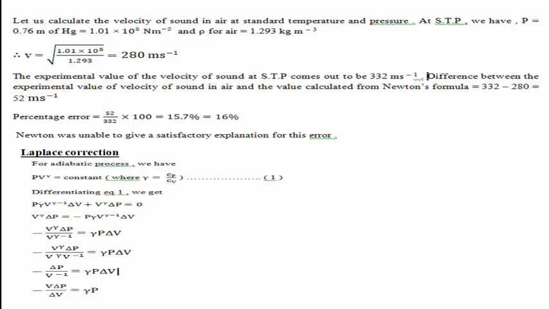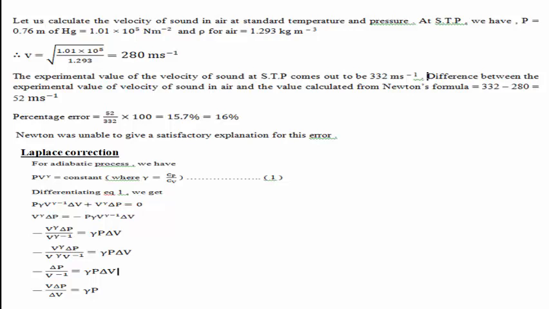In 1816, Laplace said that Newton's assumption was wrong. According to Laplace, the change in pressure and volume of a gas when sound waves are propagated through it is not isothermal but adiabatic.